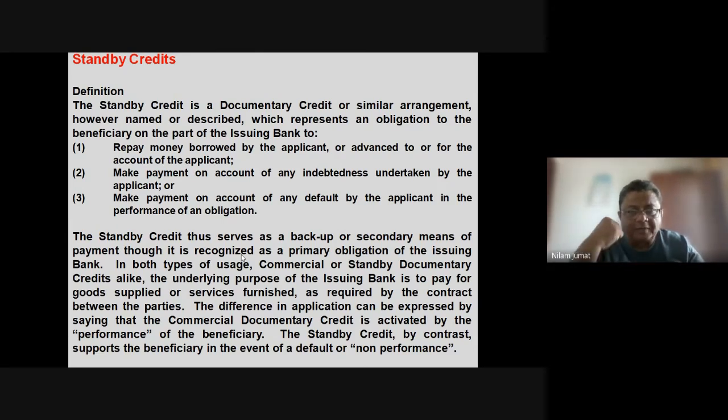In one, the exporter gets money by saying that he has performed. In the other, he gets the money under the standby by saying that the importer has not performed. Not that he has performed. You have to say the importer has not performed. You see? So performance and non-performance. That is what we call a standby letter of credit.